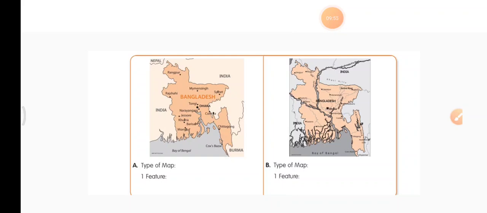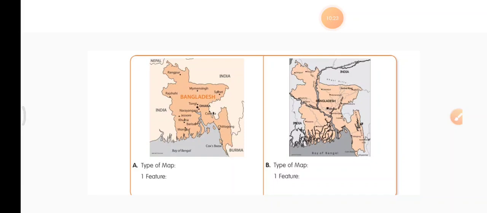Fill in the blanks choosing words from the box: political, physical and thematic. If you want to know about the cities and towns of India, you will need a dash map. What map? Political map. If you want to know about the forests of India, you will need a dash map. Which map? You will need a thematic map. Forests of India, that is the thematic map.